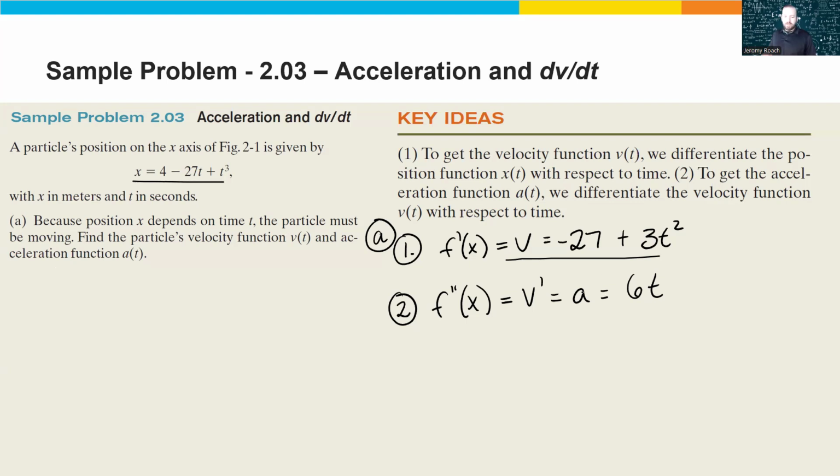And you might hear me say position and displacement a bit interchangeably at times. I will do the best I can to be as specific as possible, but sometimes I might use those interchangeably. If we take the second derivative of the position function, that is the same thing as the derivative of velocity, which equals acceleration. So if we take the derivative of velocity, that's just 2 times 3 minus 1 on the exponent. That gives us 6t.